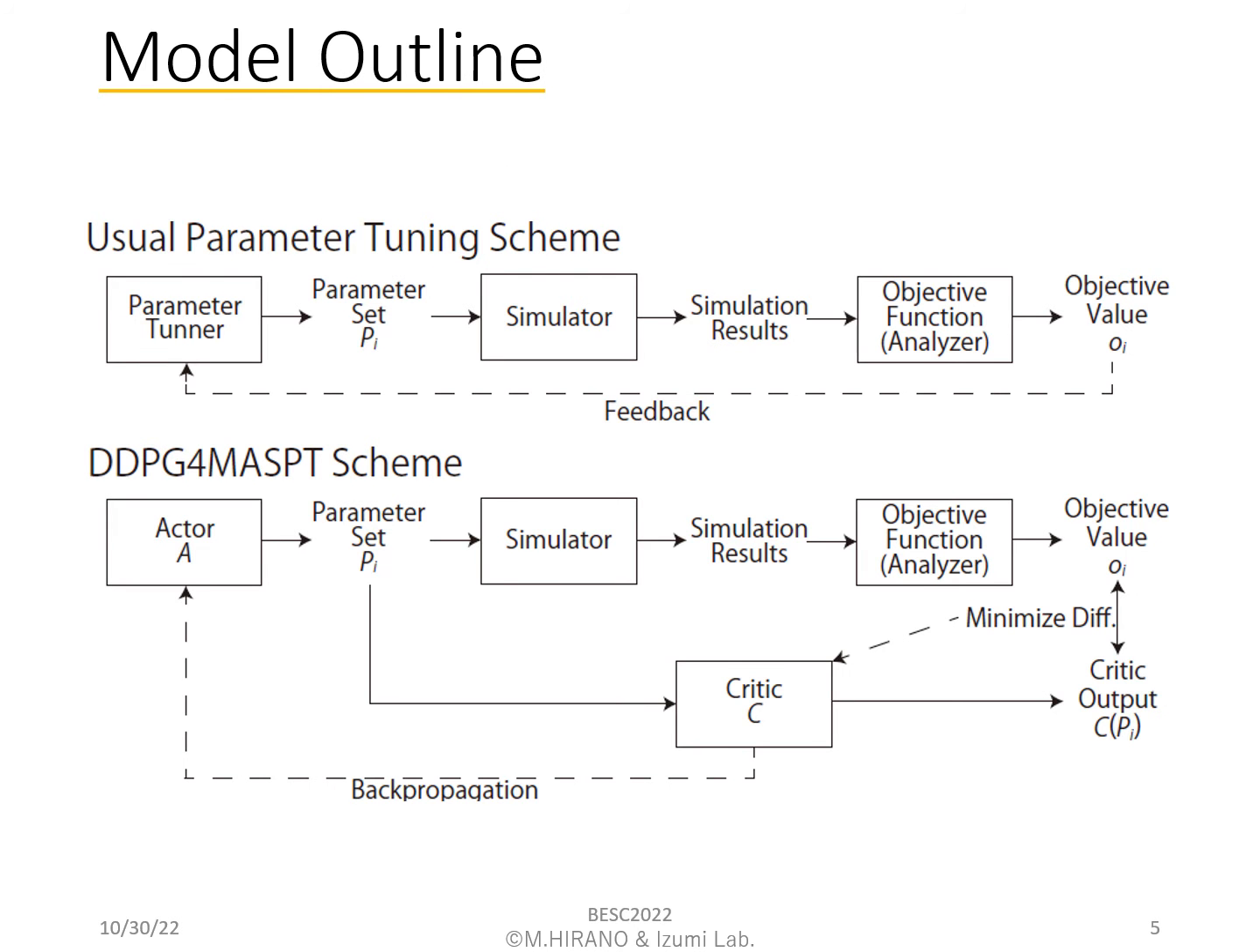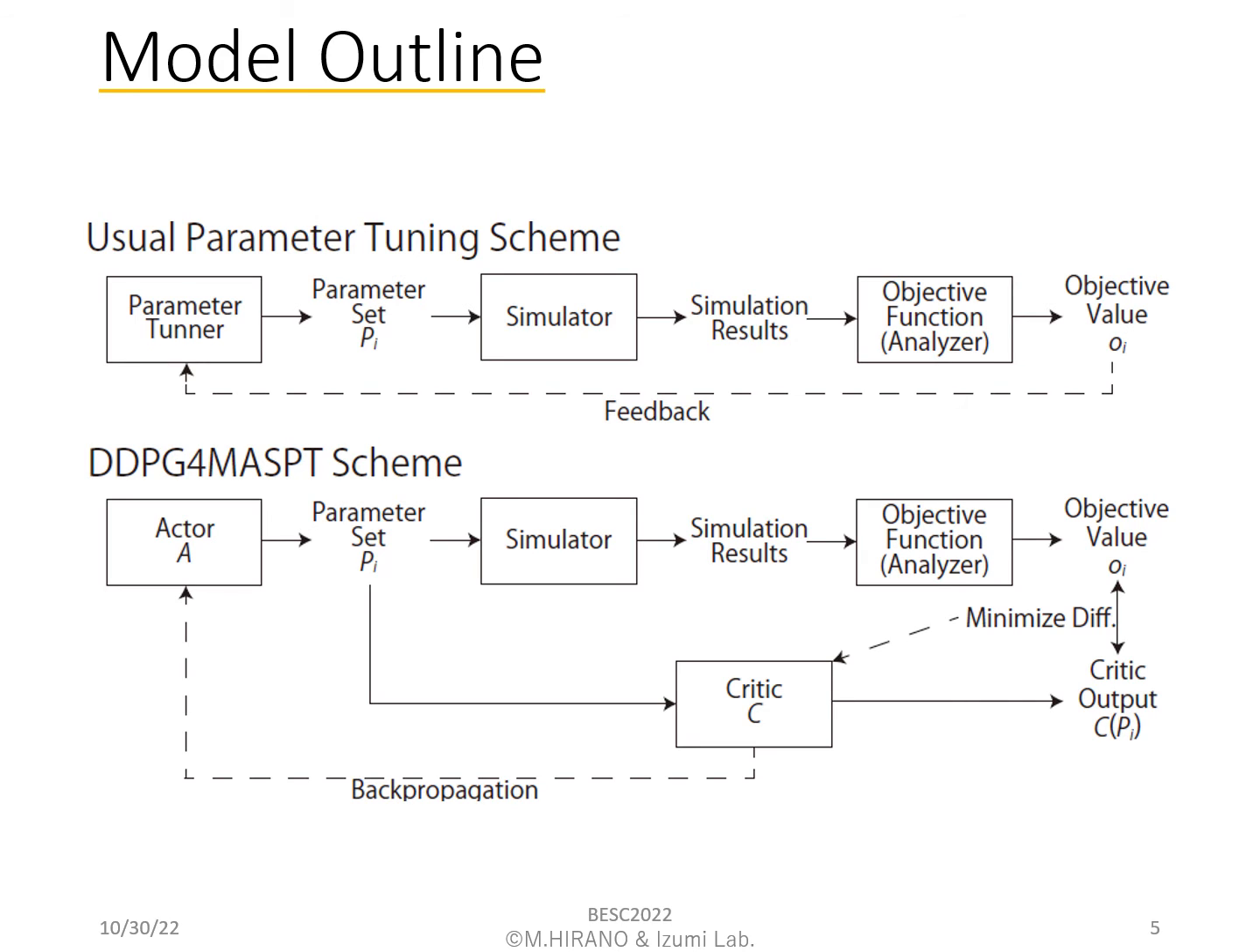Model outline. In a usual parameter tuning scheme, the parameter tuner makes a parameter set and runs the simulation, analyzes it and gets the objective values, and then feeds the objective value back to the parameter tuner to get a better parameter set. However, DDPG for MAS PT is our proposed method.